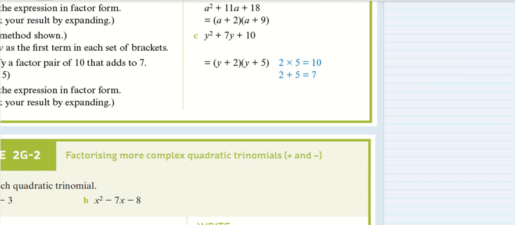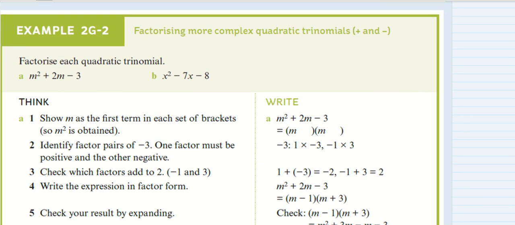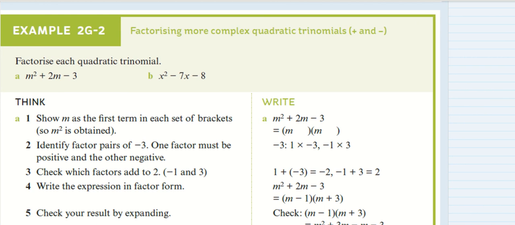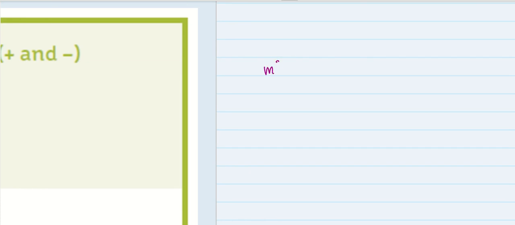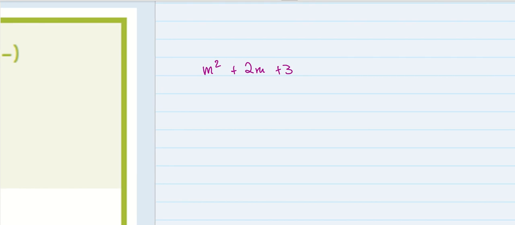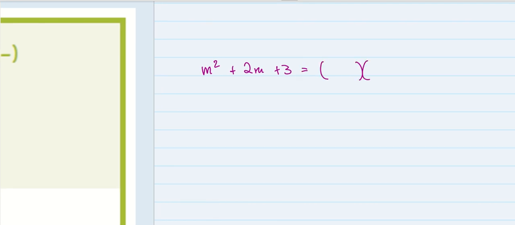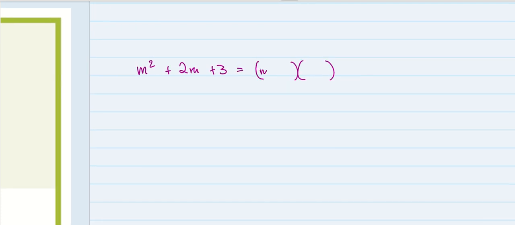Let's have a look at another one. Now it's a little bit more complex because we've got a plus and a minus. So let's see what we've got. m squared plus 2m take 3. Now our m squared still goes at the front, so m times m equals m squared. And we're looking at our factors of 3, and it's just going to be 1 times 3.